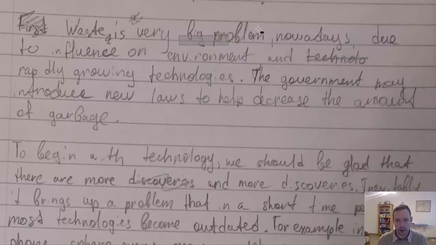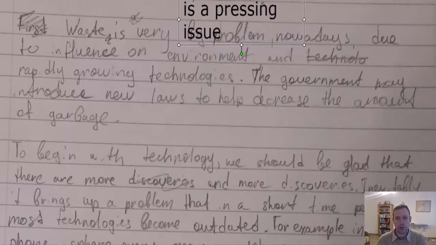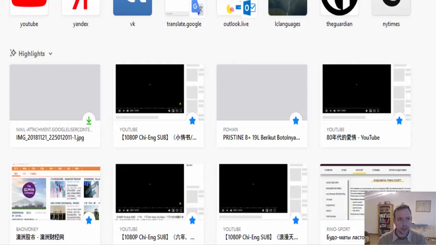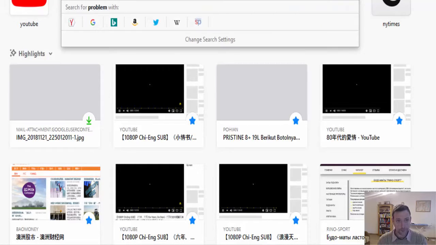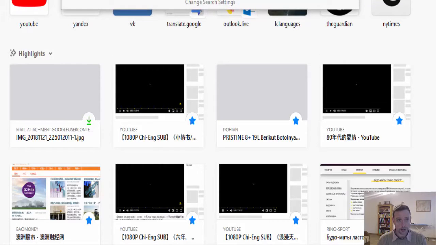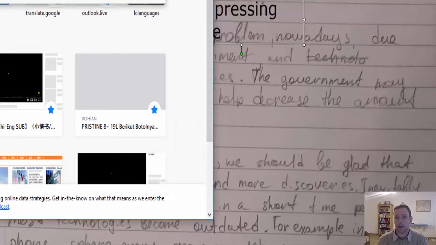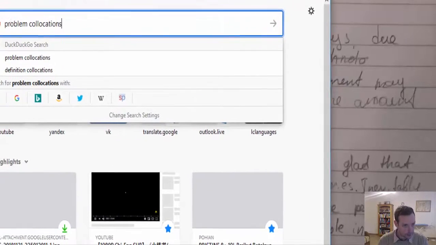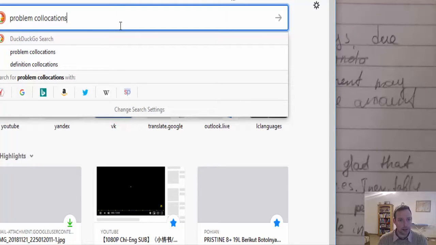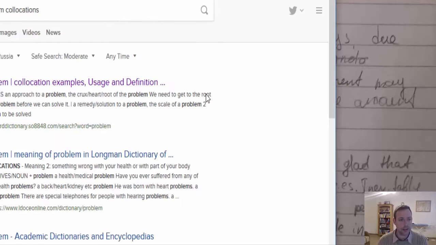So straight away, there's nothing wrong with very big problem, but problem language pops up all the time in the IELTS. Yeah, is a pressing issue. So what you need to do is you need to get onto the search engine and put in problem and then with collocations. Yeah, there we go. Problem collocations. Chuck that into a search engine, press enter.